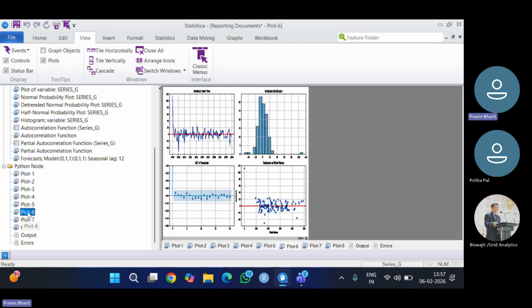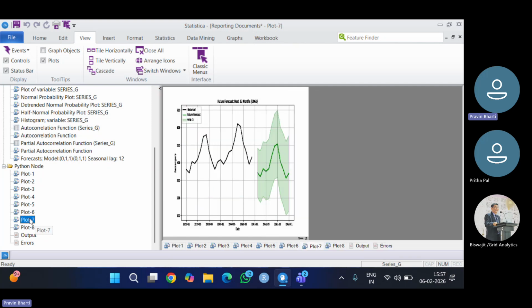And this plot is for the residual analysis. Plot 7 is for the future forecast. So this is after December 1960. So this is the next 12 months, that is from January 1961 to December 1961. So this is the forecasted passengers with the confidence region.